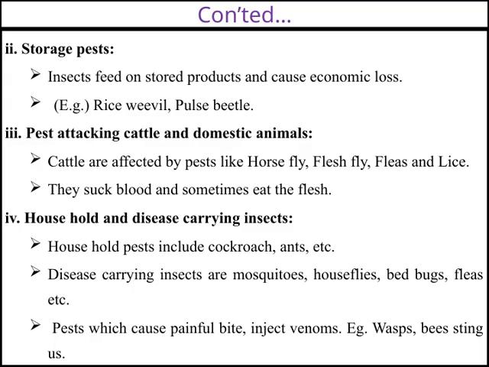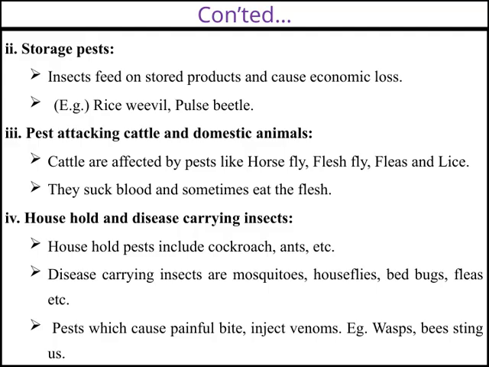First, we have storage pests. These are insects that feed on stored products like grains and pulses, and they can cause significant economic losses. For example, the rice weevil and pulse beetle are common culprits that damage our stored food supplies.